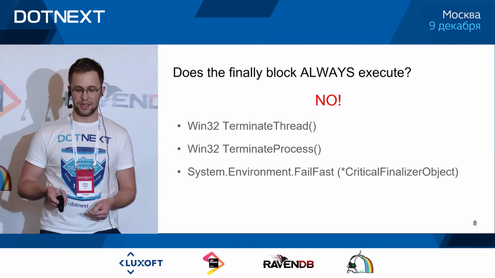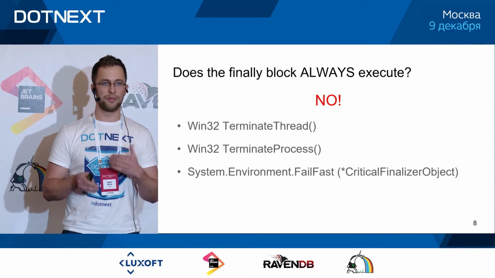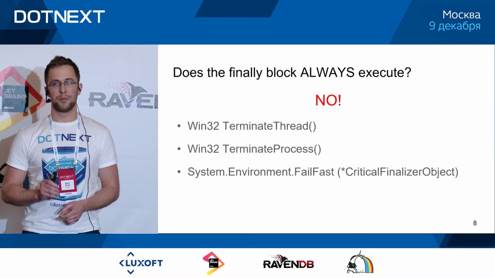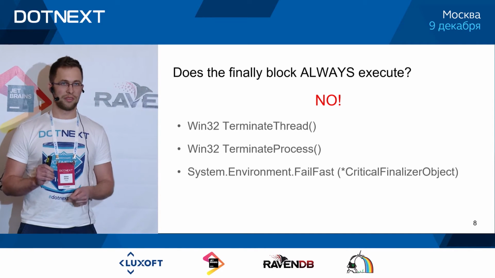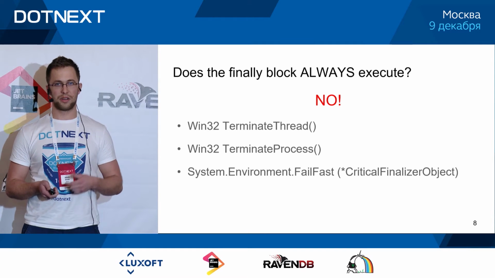Second option, Environment.FailFast. When we decide to fail fast, none of the finally blocks are being executed. But the good thing is that objects that derive from CriticalFinalizerObject, their finalizers are going to be executed.